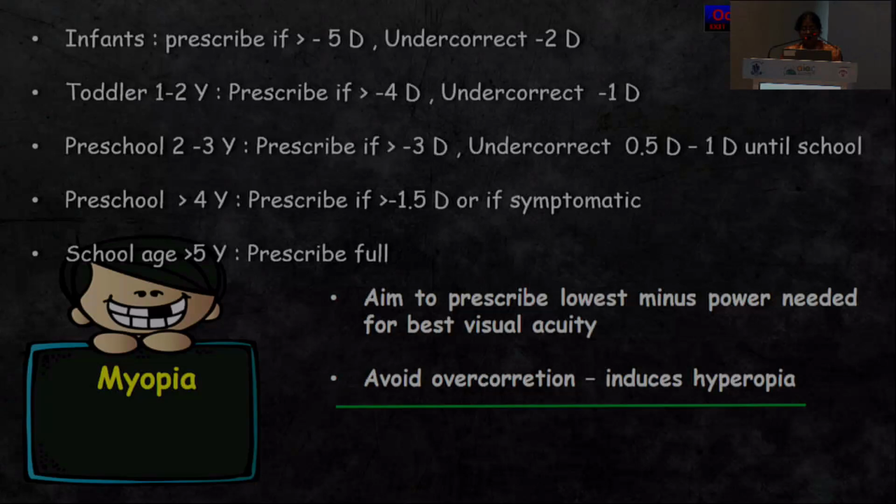Coming on to myopia, for a preschooler more than 3 to 4 years old, you prescribe if it is more than 1.5 diopter, or if the child is presenting with symptoms. The aim is to prescribe the lowest minus power needed for the best visual acuity. In a broad outline, myopia in children more than 3 years of age, -1 to -10, it is pretty straightforward. You need to give full correction.